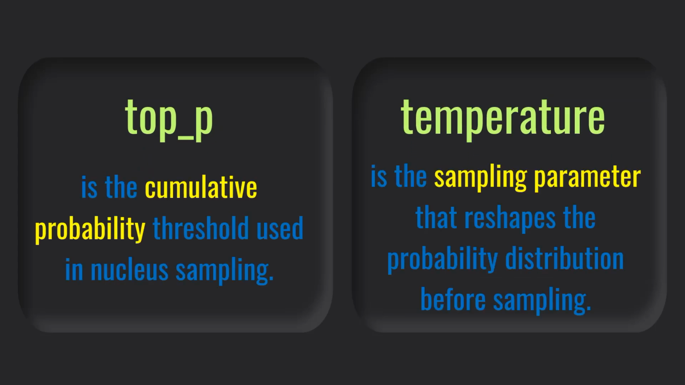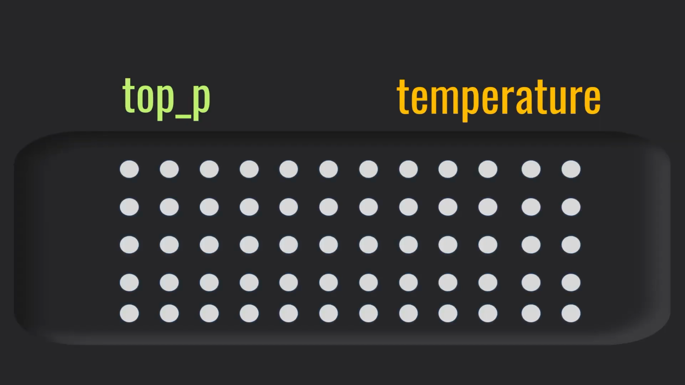Top P is the cumulative probability threshold used in nucleus sampling. Temperature is the sampling parameter that reshapes the probability distribution before sampling. You can interpret these two definitions this way. Imagine these white dots are tokens. Each dot represents a possible next token the model could output.